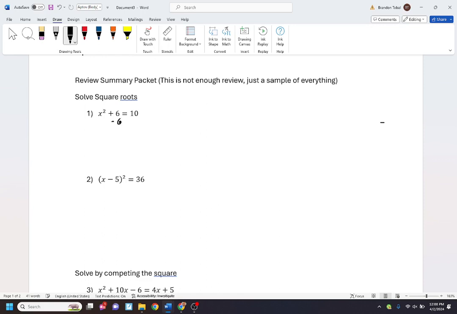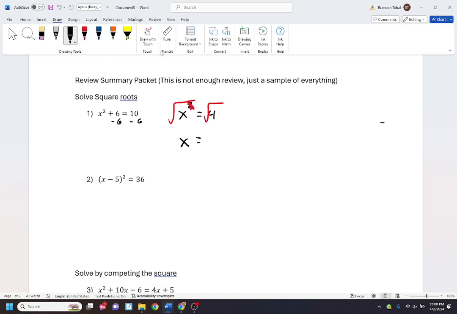So I subtract 6, subtract 6. I get x squared equals 4. So then I am going to square root. When you square root a square, the little 2 just gets canceled, which means what's underneath it stays exactly the same. In this case, x.